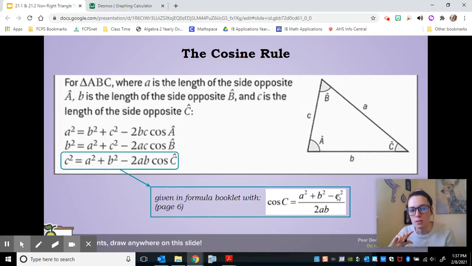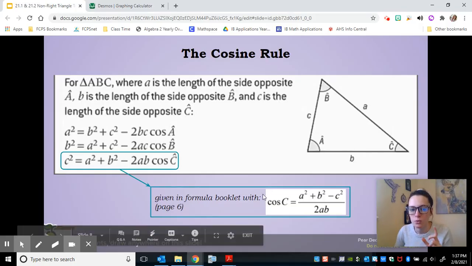Now it's important to note that it's up to you to rework these formulas depending on what you're looking for, since they only give you the C information. But we're going to focus on that in our first couple of examples. So let's go ahead and just jump into example 1.